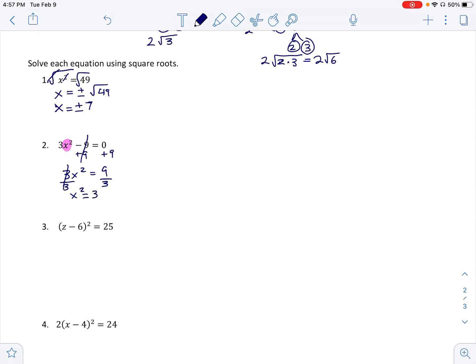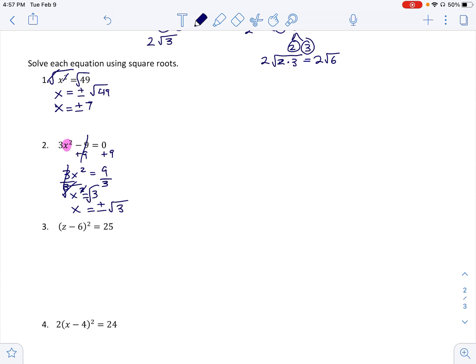Now it is in a position to take the square root of both sides. So the square root of x squared, we can cancel out that x, that squared. So x is equal to plus or minus the square root of 3. The positive or the negative of the square root of 3.